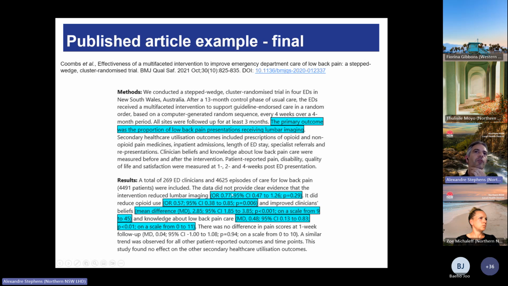But we focus on the primary outcome variable, which was reducing lumbar imaging. This was essentially whether you got imaging or not, so it was a categorical variable. So we're looking for a ratio. And here they've expressed it as the odds of receiving lumbar imaging, and the estimated effect is represented as an odds ratio. So we can see there that the intervention did slightly reduce the odds of receiving lumbar imaging.